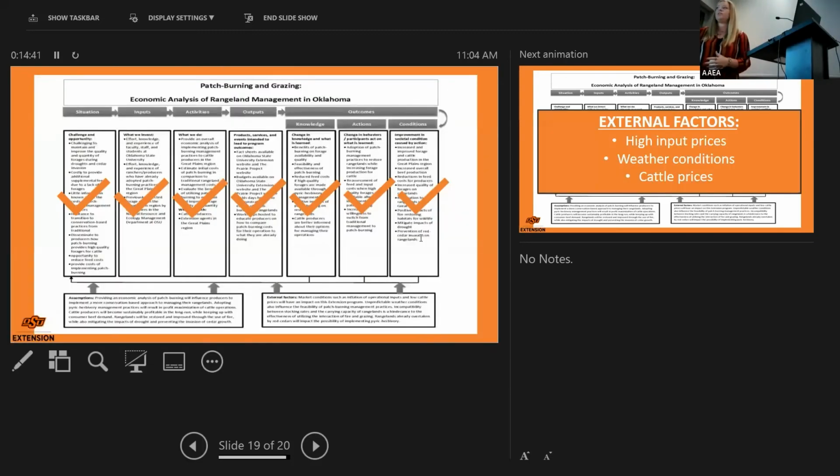So here's that logic model again as a whole, checking off that I've already talked about all of these sections, and I've gone through those assumptions again, that we assume cattle producers want to be profitably maximizing. And so through this research, we anticipate that producers will recognize that patch burning can be profitable and will adopt it.